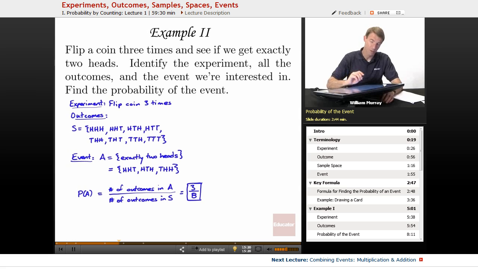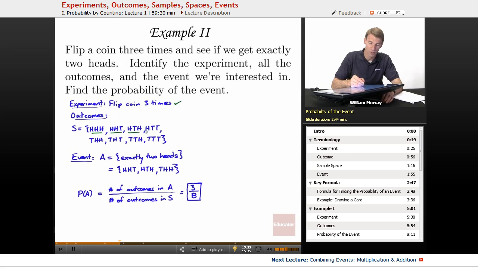So let me make sure that all the steps there are clear. We wanted to identify the experiment, so identifying the experiment is just flipping the coin 3 times. We wanted to list all the possible outcomes, and so I listed them in order here.